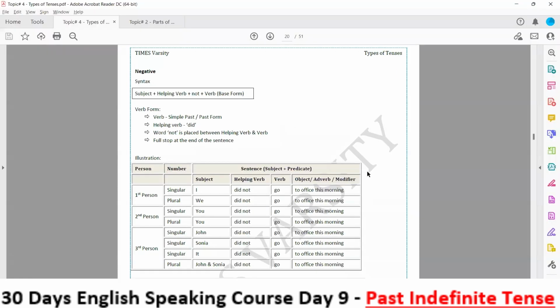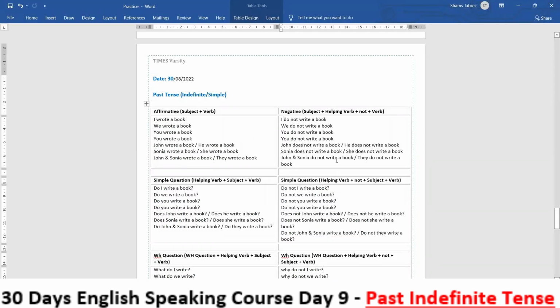No, but we are using the first form of the verb, write, right? And the helping verb is did and then not. So use the first form of the verb and make a sentence. The helping verb did is used, I did, then not, then the first form of the verb: I did not write a book. That's all, nothing more.